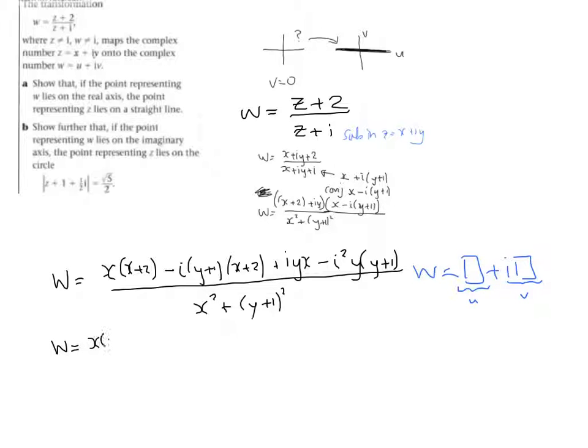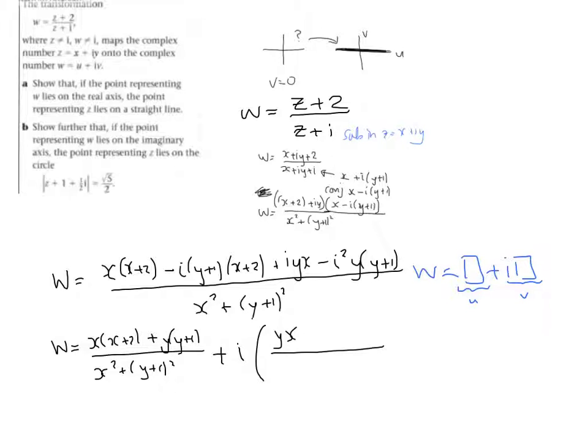So w is x plus 2, that's real, and then minus i squared, so plus y plus 1 over x squared plus y plus 1 squared, plus, we definitely need a plus there, plus i. Okay, how much imaginary have I got? yx minus (y + 1)(x + 2) over x squared plus (y + 1) squared. Okay, that's looking good. And I know that w is u plus iv, and v is naught, because I know that w lies on the real axis.